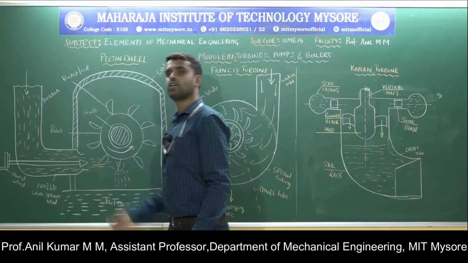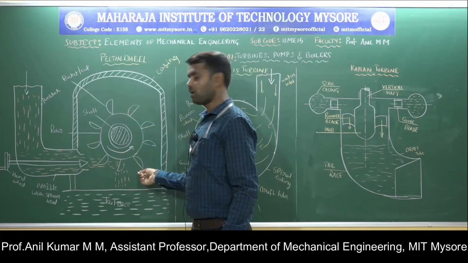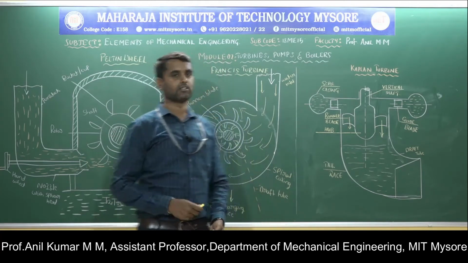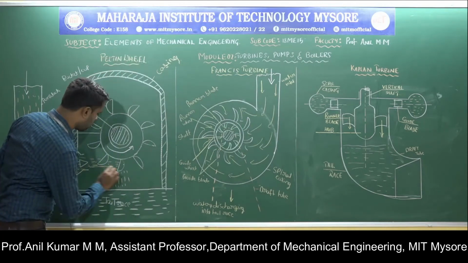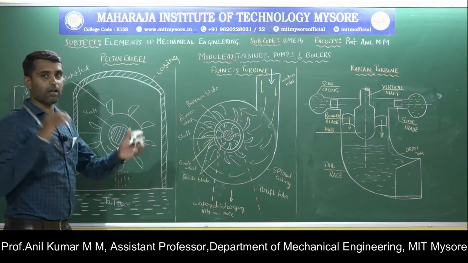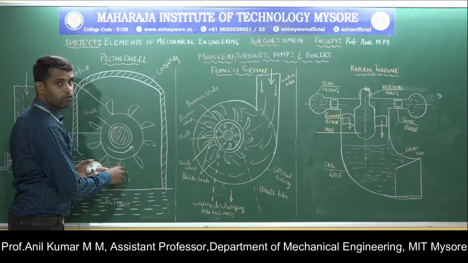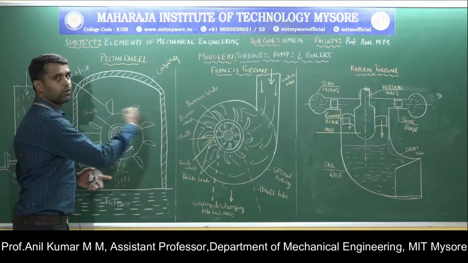That high velocity jet of water is made to flow over the turbine blades. Here the blades are hemispherical in shape. When the high velocity jet of water strikes the turbine blades, the blades start rotating because an impulsive force acts on them. Due to that impulsive force, the blades are pushed to rotate.